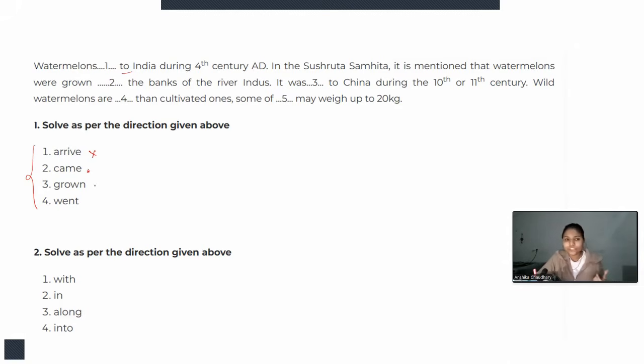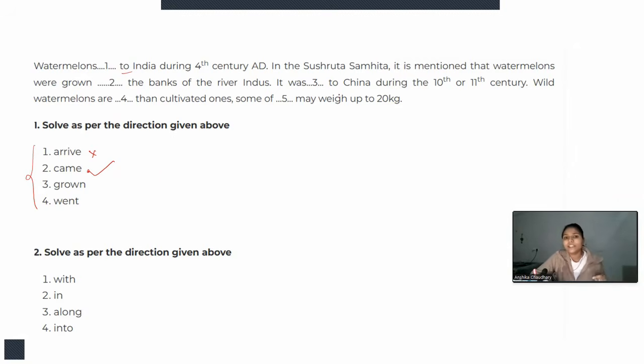Grown to India during the 4th century. 'Grown' and 'went' are both totally inappropriate verbs here because we need to introduce something, that watermelons came to India, right? To India, because we are introducing. See why I'm emphasizing this again and again: so that you have the actual idea and your concepts are parallelly clear. That's why I'm highlighting what the reason is that we are not using the other options as the answer. So option B will be correct because we have to introduce watermelon. 'Came' is the most appropriate verb here.